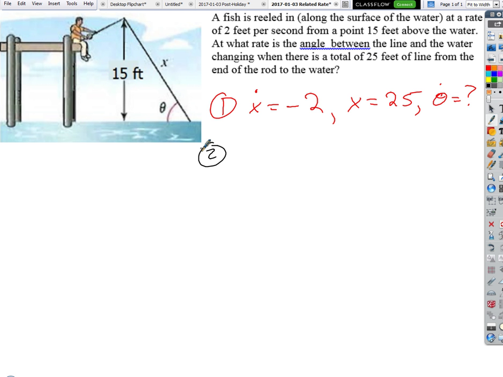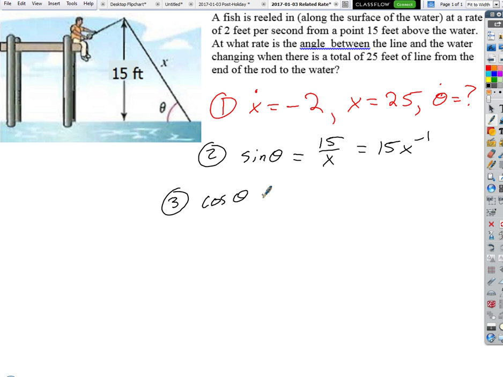We know that's 15, right? So it'd just be sine. So you get sine theta equals opposite over hypotenuse, which is x over 15, which we could rewrite as 15 x to the -1. Okay. Step 3, if I differentiate, what am I going to get on the left side?